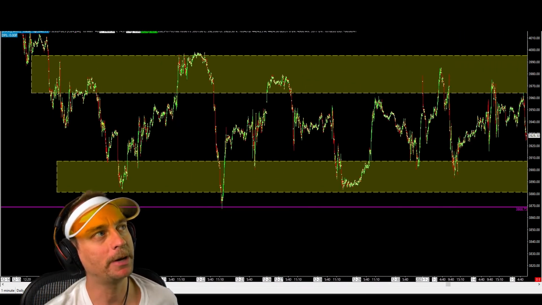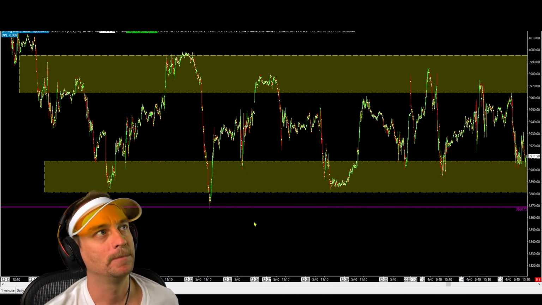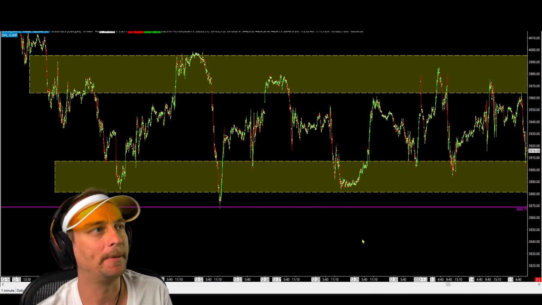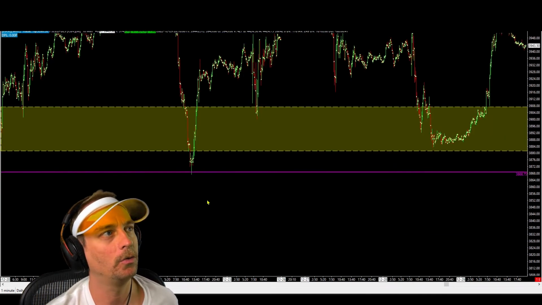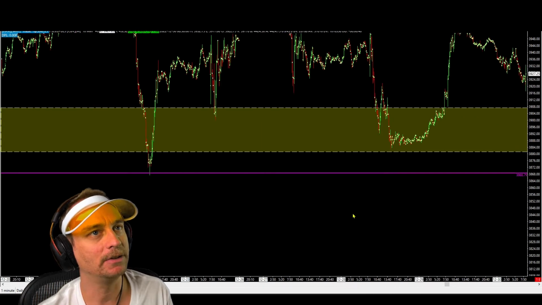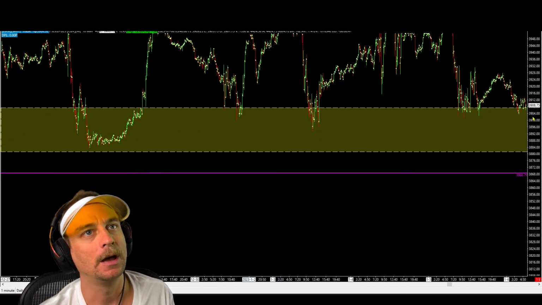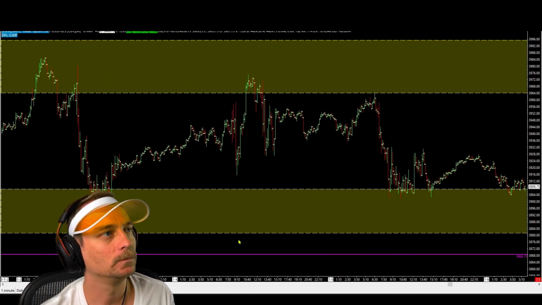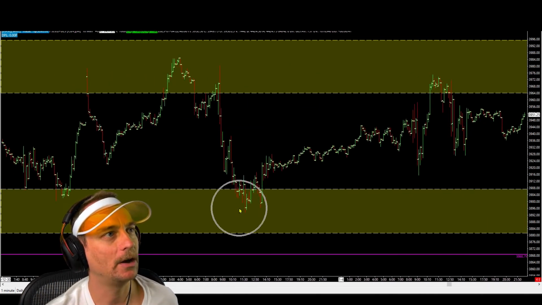Now, as we get a better look at it on a 10-minute, you can see there are even more micro ranges within it. So let's look at the bottom end of this thing. Are there any good micro ranges down here? Yeah, there kind of is. So coming in multiple days, we can see there's a micro range down here.